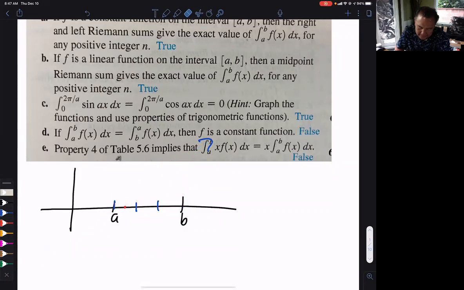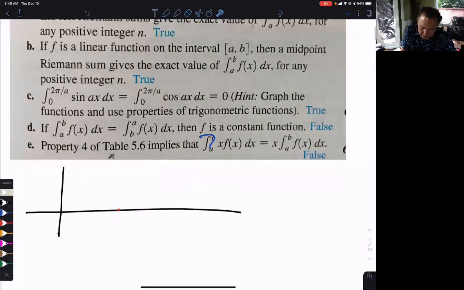What does part C say? You integrate the sine function from 0 to 2 pi over A, and you integrate the cosine function from 0 to 2 pi over A. Do those both equal 0? So it's going to be true, and it's going to be the nature of the graph. So let me show you. I'm going to do both the sine and the cosine. I'm just going to explain to you.